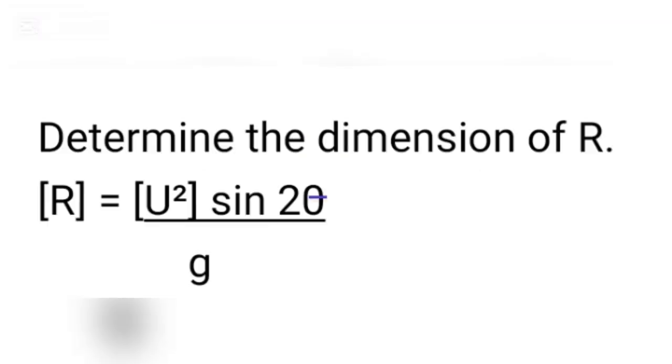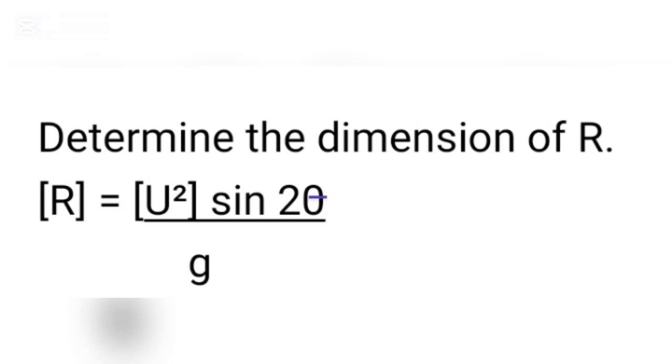R is equal to u squared sine 2 theta over g. You are given the formula. So R is written in square bracket, u squared in square bracket, g in square bracket. Sine 2 theta is a constant. Constants do not have dimension, so they will just go away.